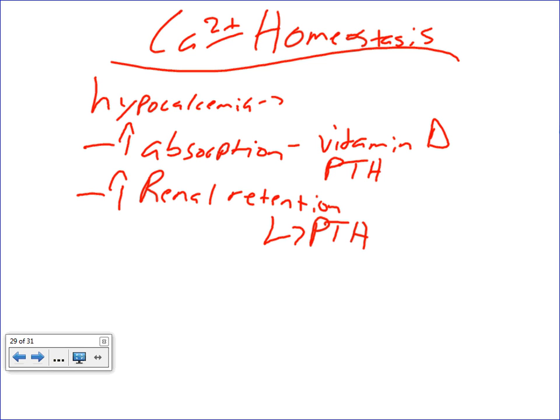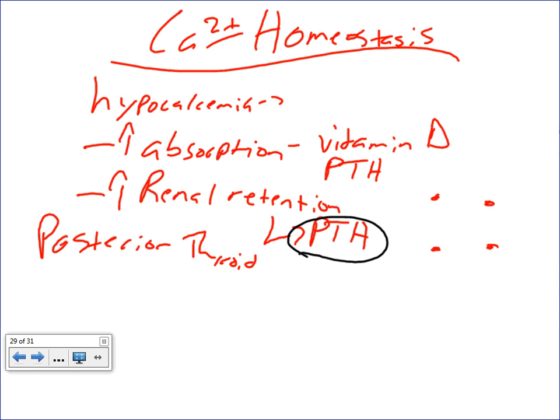Parathyroid hormone is a hormone that is excreted from what are called the parathyroid glands. The parathyroid glands are located on the posterior of the thyroid, and people typically have about four of these glands. They look like little nodules on the posterior side of the thyroid gland, and their main responsibility is to excrete this hormone, parathyroid hormone.